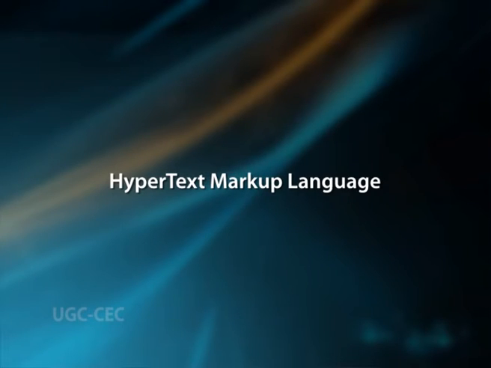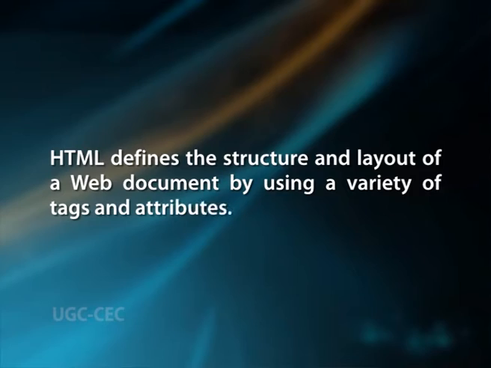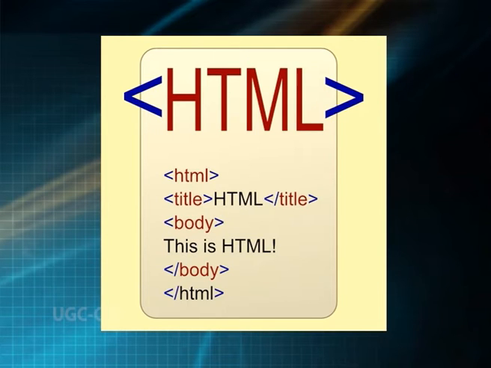The other main standard that controls how the World Wide Web works is HTML, which covers how web pages are formatted and displayed. Short for Hypertext Markup Language, the authoring language used to create documents on the World Wide Web. HTML defines the structure and layout of a web document by using a variety of tags and attributes. The correct structure for an HTML document starts with <HTML>, <head>, <body>, which includes the body of the document, and ends with </body> and </HTML>.